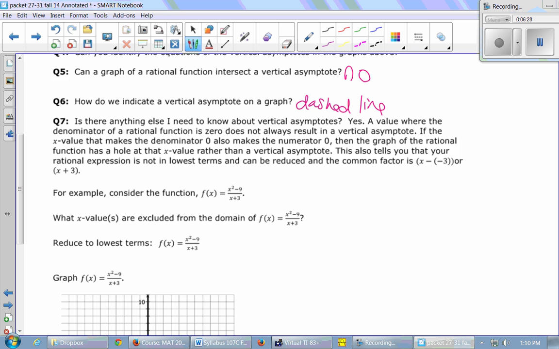Yes, you can work with a simplified equation. You just have to keep in mind, my simplified equation is going to be exactly like my complicated version of the equation, except there's a hole in it. They'll look exactly the same except for a hole.